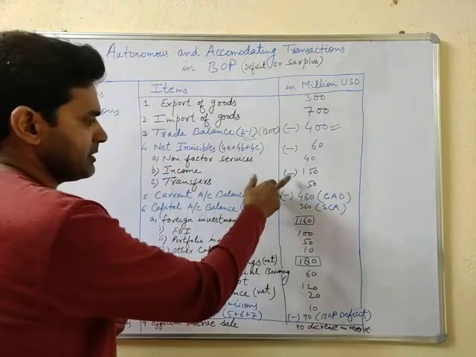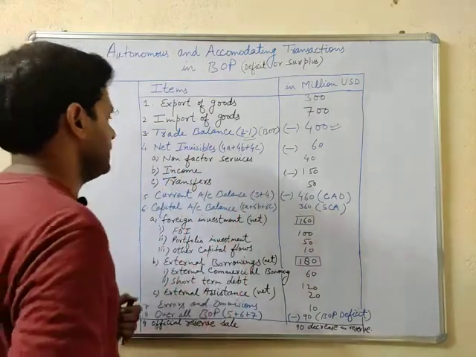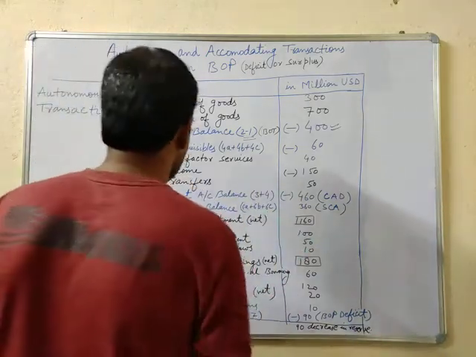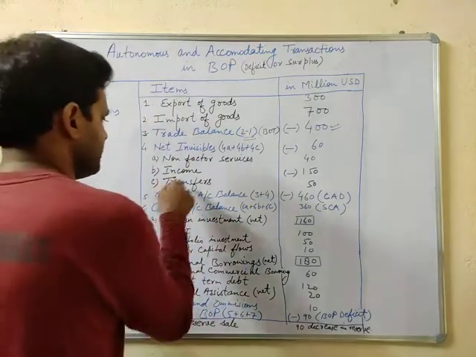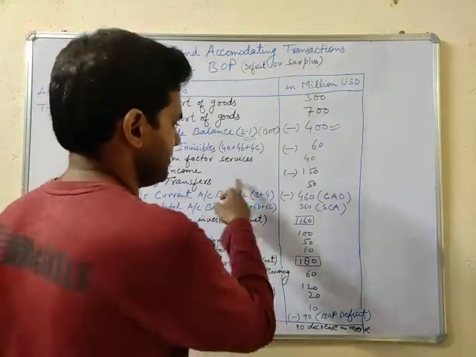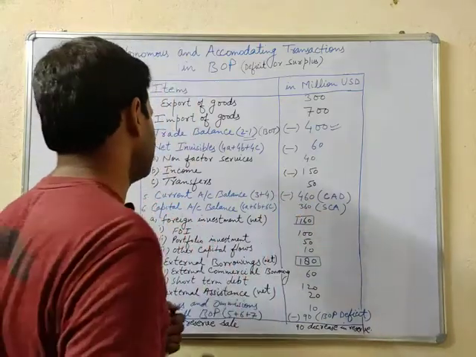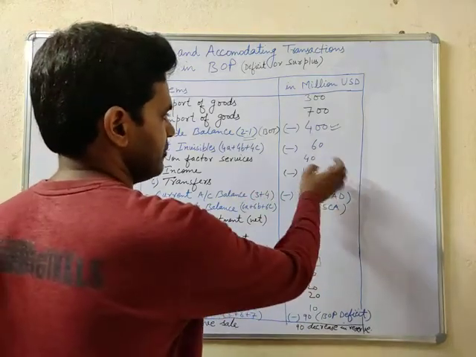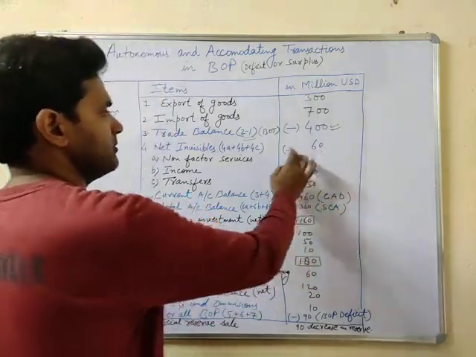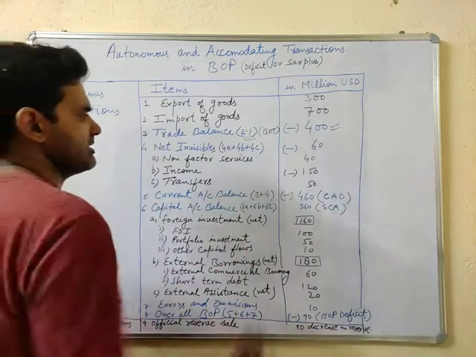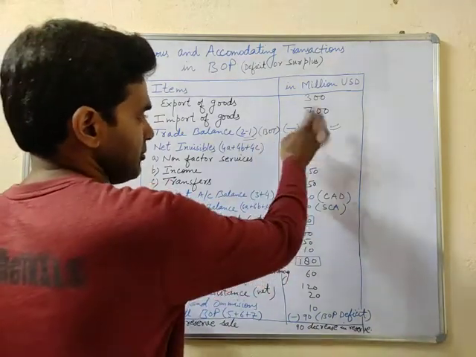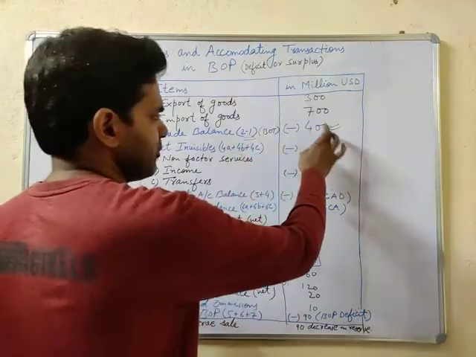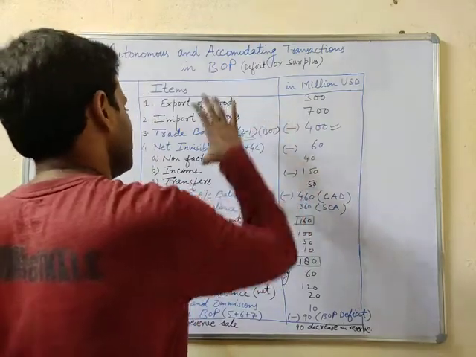Then income, which is in negative form, it means it is a debit item. It is representing the outflow of foreign exchange. Then transfer payments, it is positive, of course it's a credit item. When we add these three together, we come to know that the value is negative. So it arrived as 60. And the balance of trade is also in negative form, which is minus 400. So this 460 will be the balance of current account.